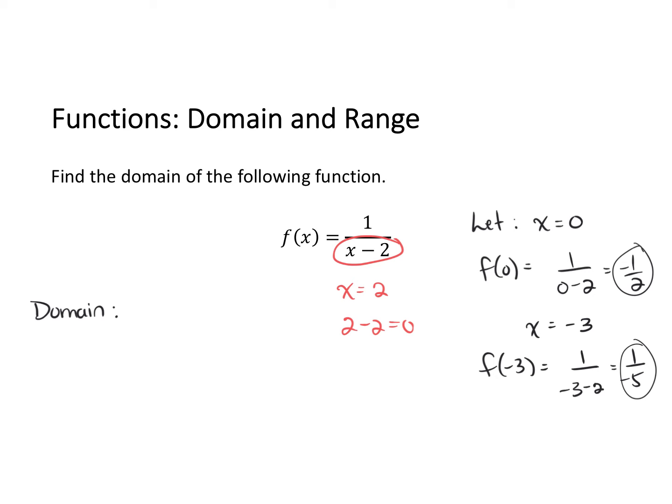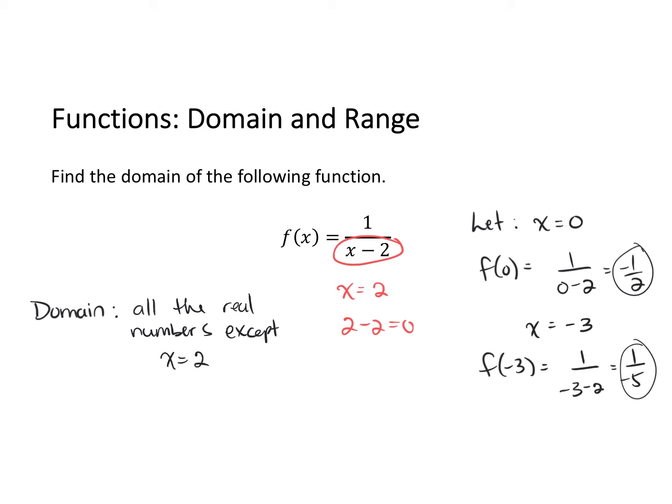So hopefully you would agree that if x equaled 2, then 2 minus 2 equals 0, which would make this function undefined. So in this situation, to write the domain, we can write it in words: all the real numbers except x equals 2.